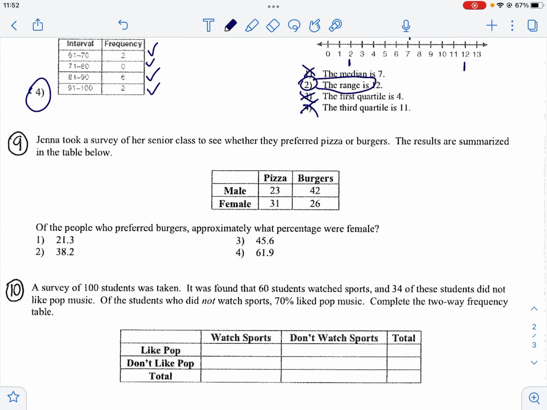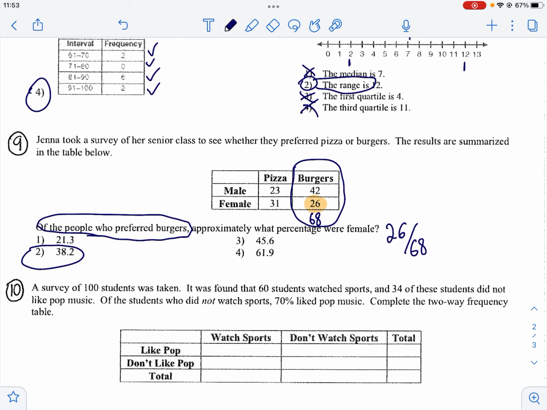For question 4, we're asked to find the marginal frequency or the joint frequency from a two-way table. In this case, it says, of the people who preferred burgers, so we're going to focus in on this part of the graph over here. How many people preferred burgers? Well, that's a total of 68 people, because 42 plus 26 is 68. It asks us to find what percent are female. So we're looking for 26 out of 68. If we do the division, that ends up being answer choice 2, 38.2%.